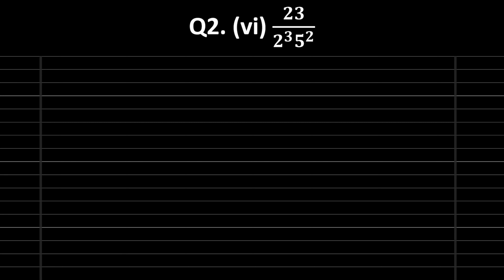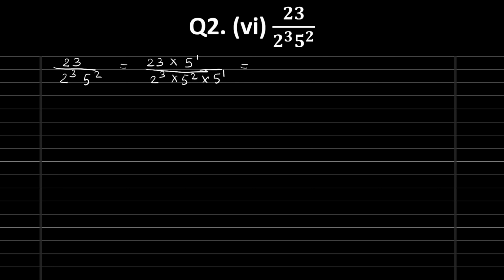Now this is the 6th subpart of question number 2. Here we have 23 upon 2 raised to 3 into 5 raised to 2. We can see among 2 and 5, the largest exponent is of 2, which is 3, right? So we will try to make them equal by multiplying 23 with 5 raised to 1 and the denominator also with 5 raised to 1. Because if we are multiplying something, we cannot do it only to the denominator. We have to do it to the numerator as well, right?